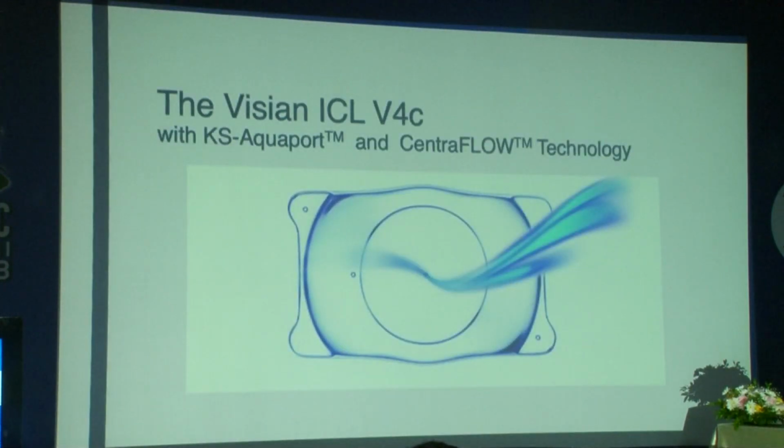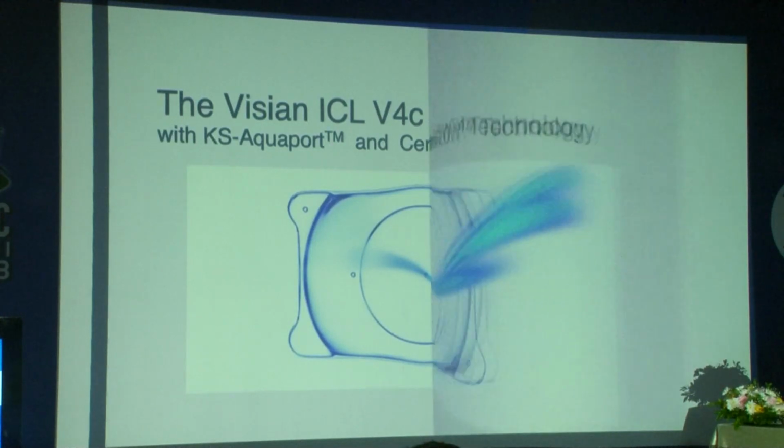The current one, the Vision ICL V4C, is the popular version now that comes with a central hole called the aqua port and Centraflow technology. That means that the aqueous has a more natural flow through the lens, and that helps in nutrition of your natural lens. You can do away with iridotomies if you have the courage to avoid them entirely. Also, it helps in reducing the incidence of an anterior subcapsular cataract. It helps in better visco removal at the time of surgery.